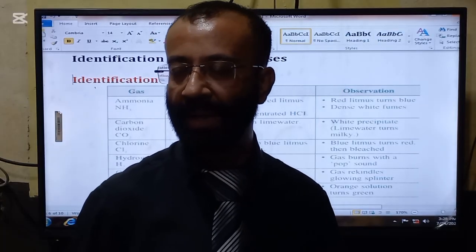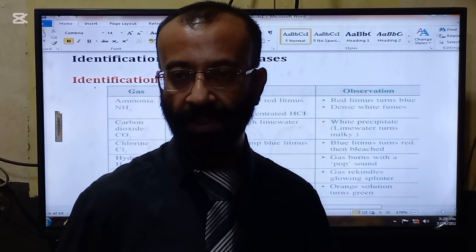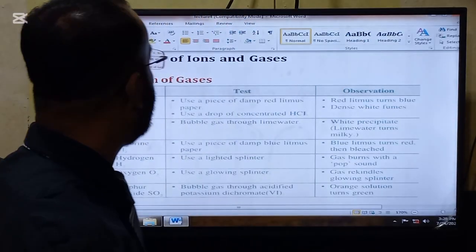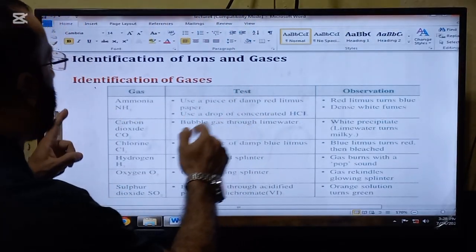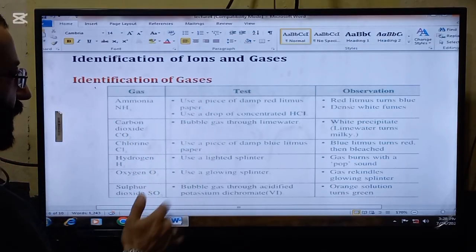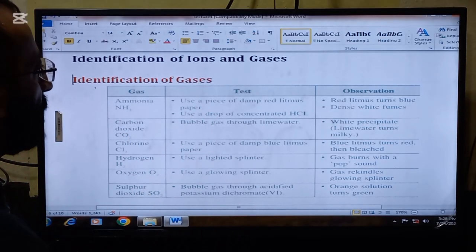Paper number 4, alternate to practical, is in short called ATP chemistry paper. So our today's topic is identification of ions and gases, and in this topic we are going to read identification of the gases. This is a very important topic as far as your paper number 4 is concerned, and questions from this topic always come in the paper.